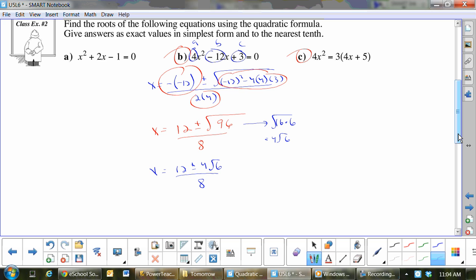Now, you look at all three of these things. If a number can divide into them, reduce. Is there a number that divides into 4, 12, and 8? 4. So if we divide everybody by 4, it is 3 plus or minus root 6 all over 2.